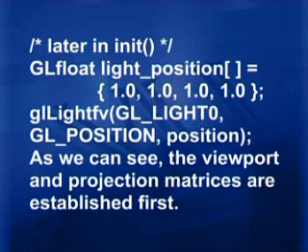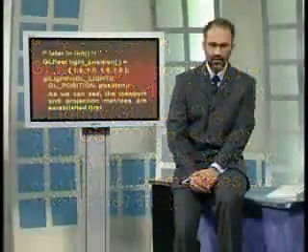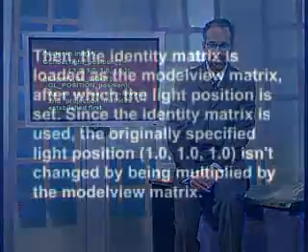glLightfv for GL_LIGHT0 is called to set the GL_POSITION at the light position. As we can see, the viewport and projection matrices are established first, and then we specify the position of the light. So that's the point: whenever we want to make use of a stationary light, we should set our matrices for the viewport as well as the projections. So modeling and viewing should be done, and only then should we specify the light position.